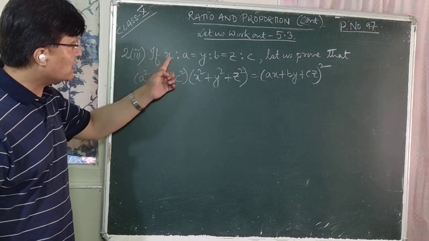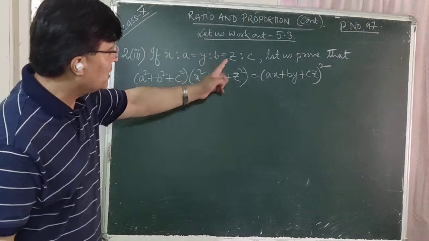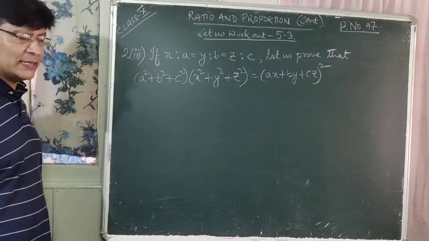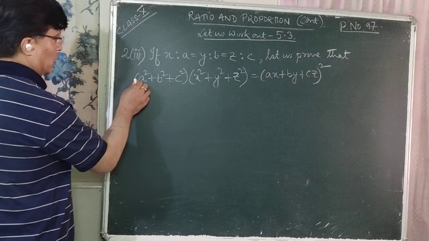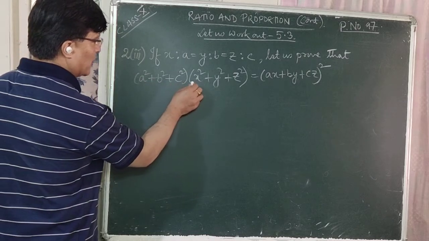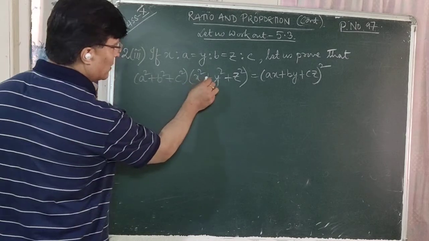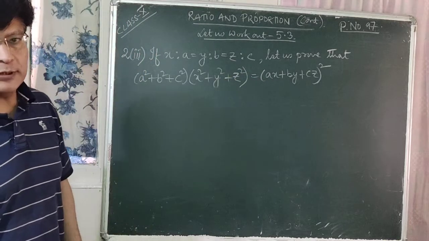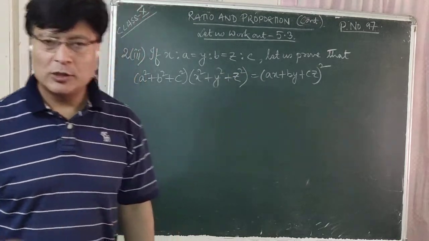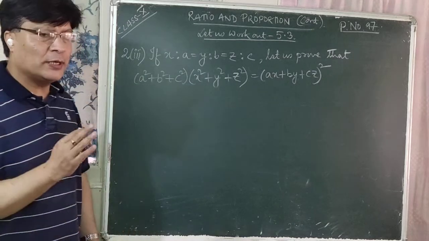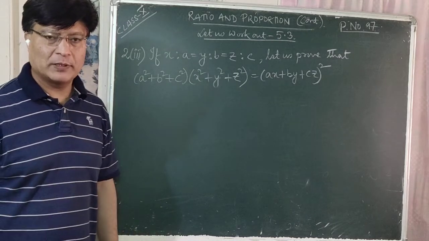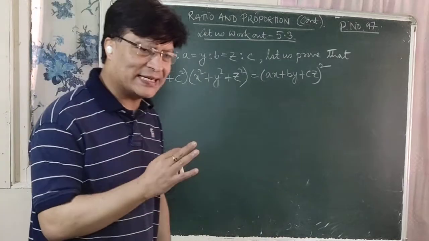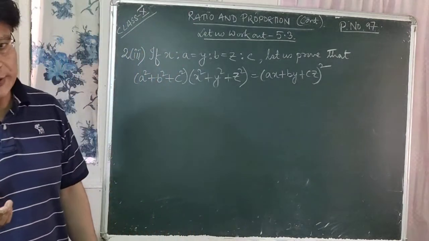If x is to a is equal to y is to b is equal to z is to c, let us prove that a square plus b square plus c square into x square plus y square plus z square is equal to ax plus by plus cz whole square. In this case we will use the k method here. Let given ratio is equal to k. You should write let given ratio is equal to k.